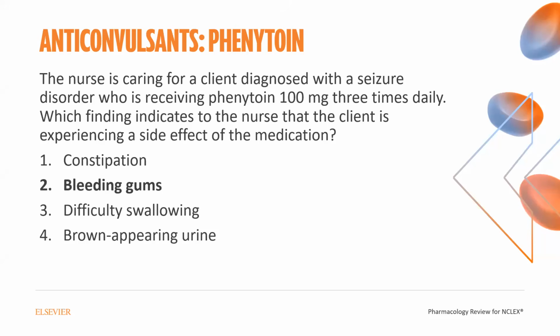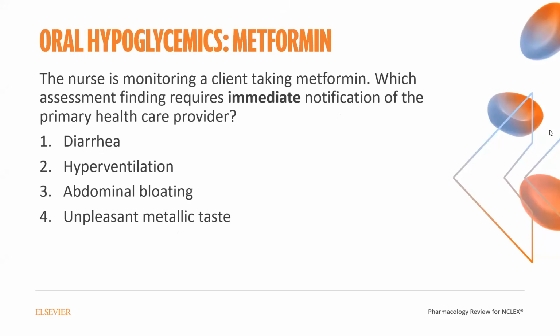All right, so moving on to the next slide, we have a question on an oral hypoglycemic medication called metformin. The nurse is monitoring a client taking metformin. Which assessment finding requires immediate notification of the primary healthcare provider? 1, diarrhea. 2, hyperventilation. 3, abdominal bloating. And 4, unpleasant metallic taste.